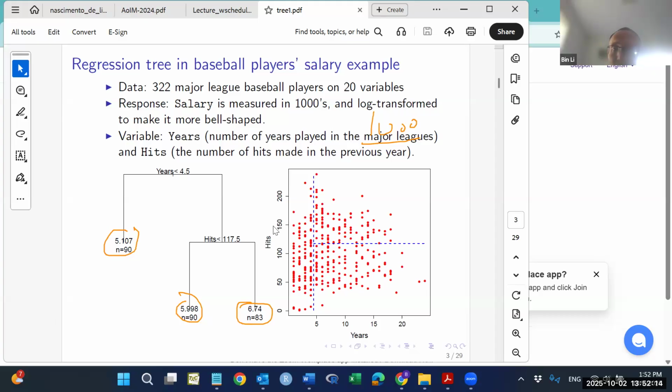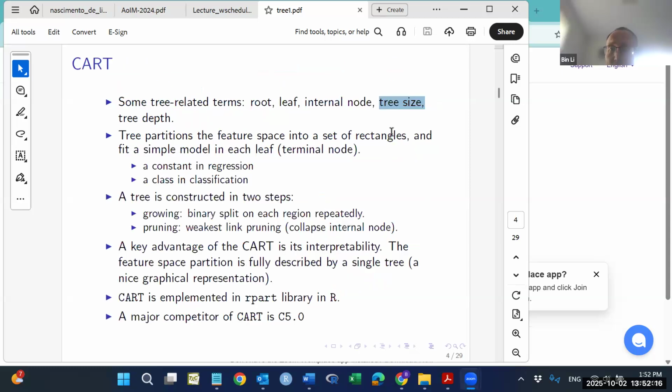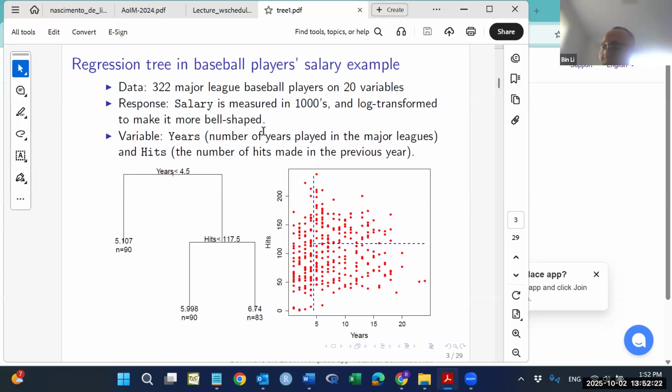So that's the tree size. And then the next one is the tree depth. Okay, why do we need a depth? The tree depth is related to the interaction order. Okay, so I assume you're familiar with regression models and ANOVA.